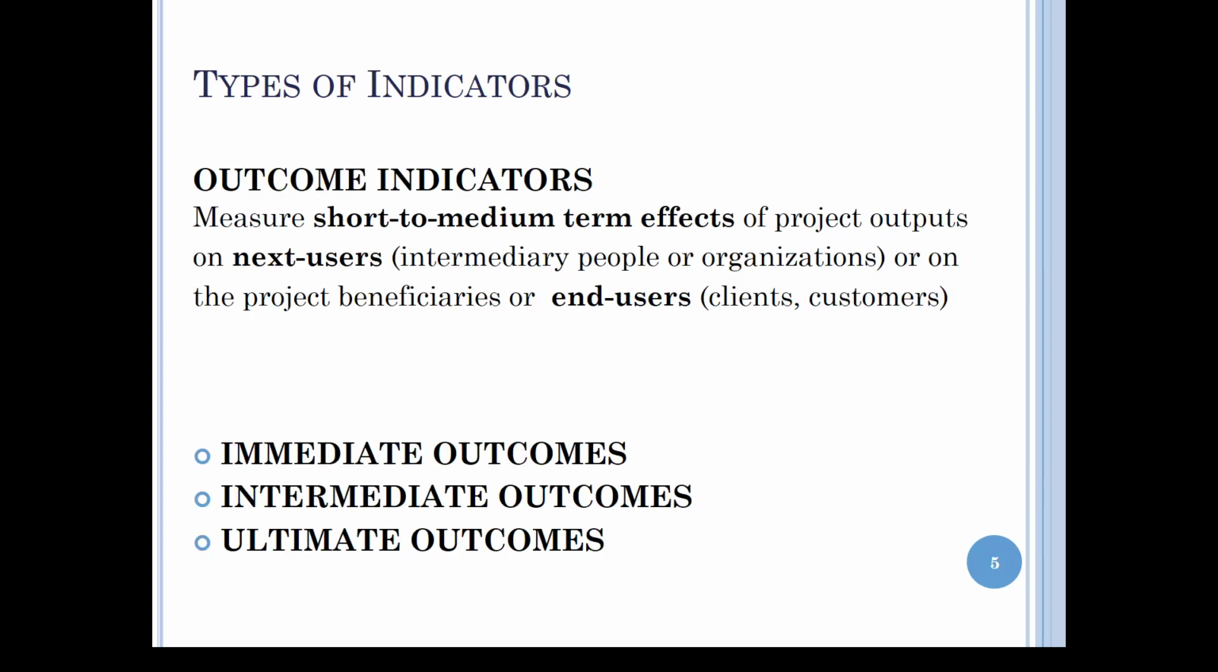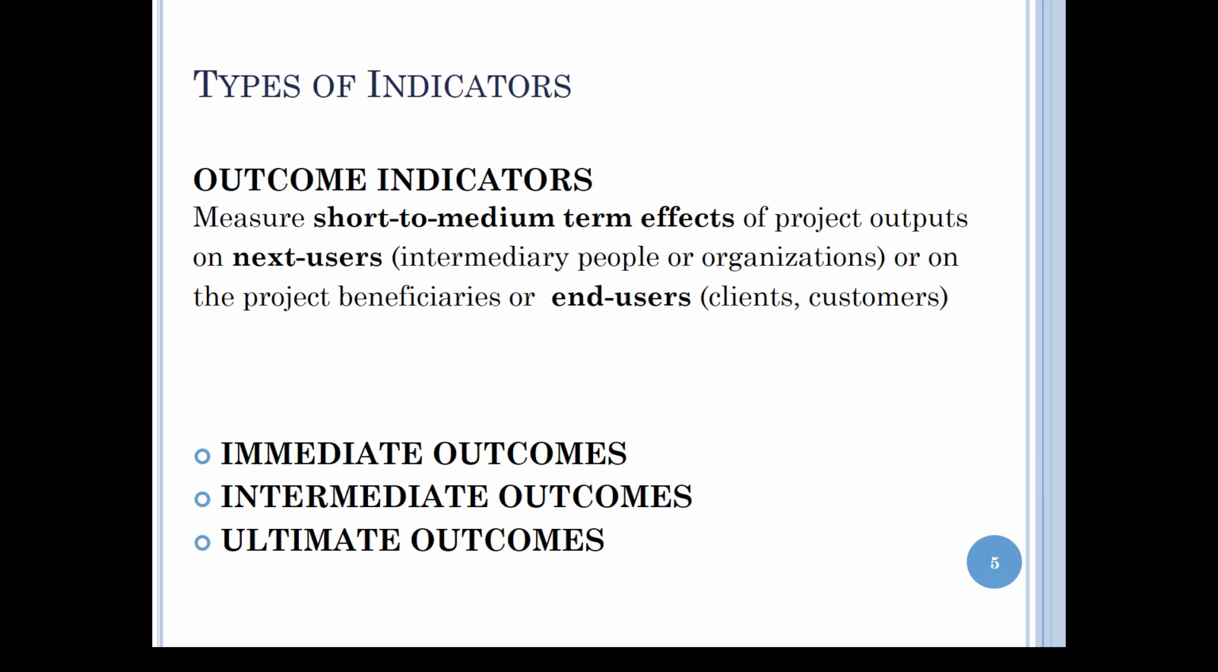Then we have the outcome indicators, which measure relatively direct and short to medium term effects of project outputs on the next users, meaning the intermediary organizations like the extension services, or even directly on the project beneficiaries, the end users like the farmers or some community that needs the project intervention. The outcomes were formulated as underlying conditions, of behavioral or systemic nature, in the problem tree, if you remember. We can have different types of outcomes: immediate outcomes, intermediate outcomes, and ultimate outcomes.